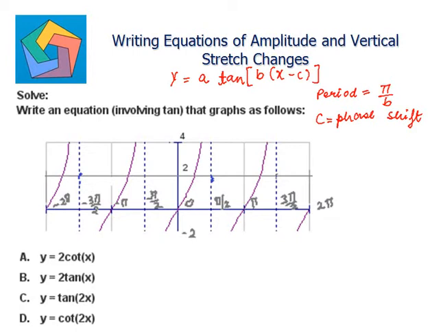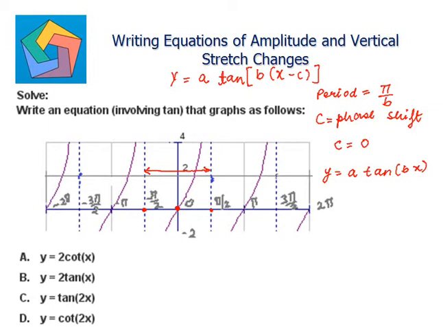So here the graph is passing through origin, we can see. So there is no phase shift, means c is equal to 0. So we can say y is equal to a times tangent bx. Now this tangent function is completing its length in this cycle. That's pi by 2 plus pi by 2. That's pi. So the period will be pi.